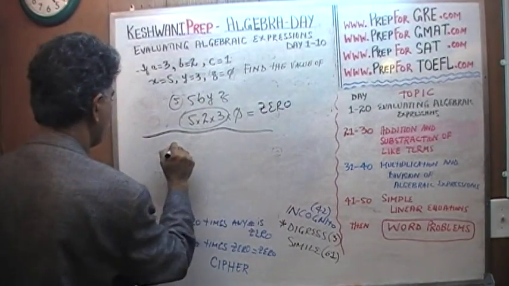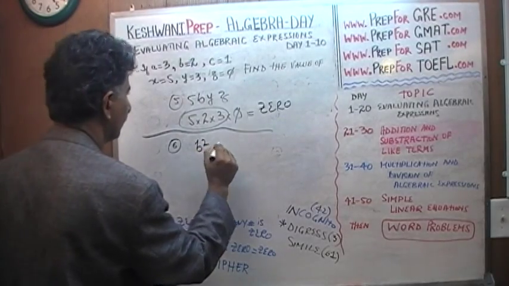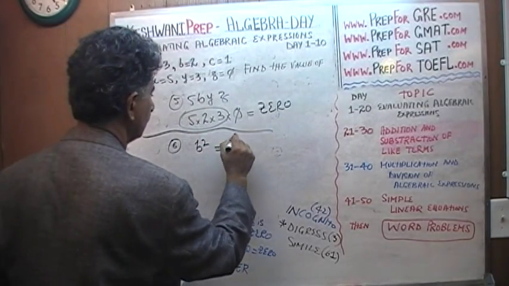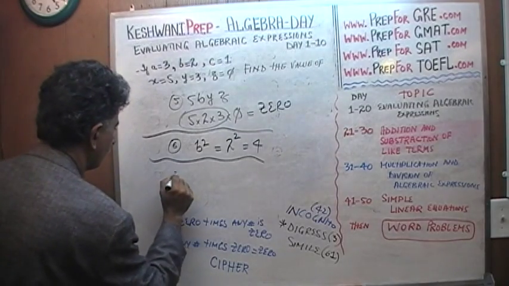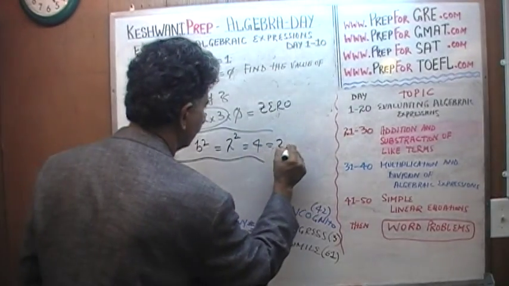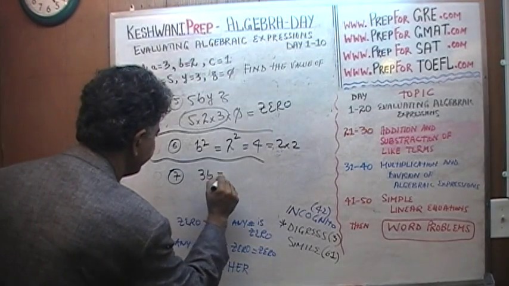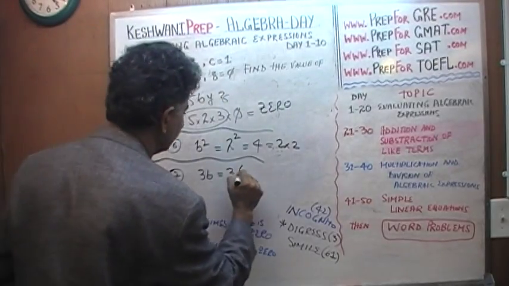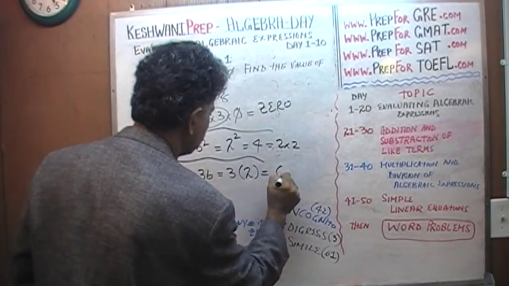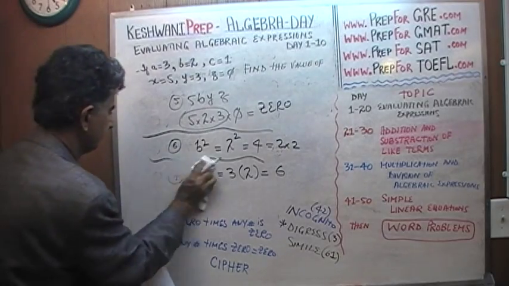Number 6, b squared. b is 2, 2 squared is 4, which is just 2 times 2. Number 7, 3 times b. 3 times b, which is 2. 6. Let's go to number 8.